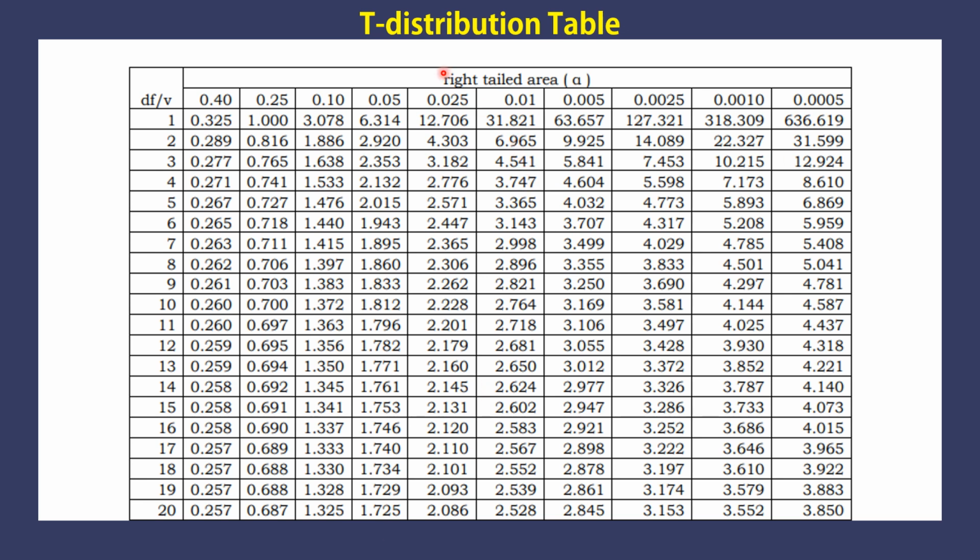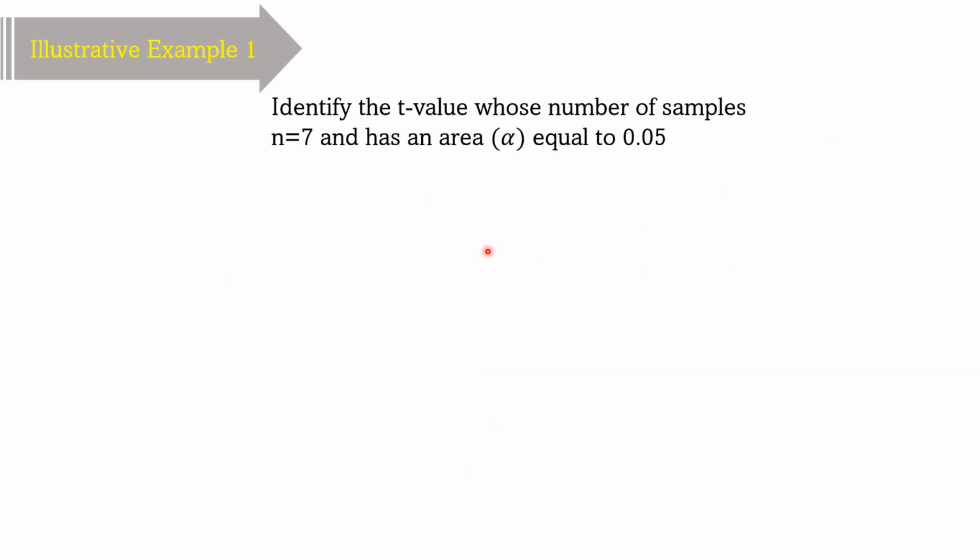Here we have a t-distribution table. The values here talk about the areas on the right tail of the curve. On the first column, we have the degrees of freedom, which is related to the sample size. The numbers on the first row above are the critical values or the areas, and the numbers inside the table are the t-values. Now let's have some examples.